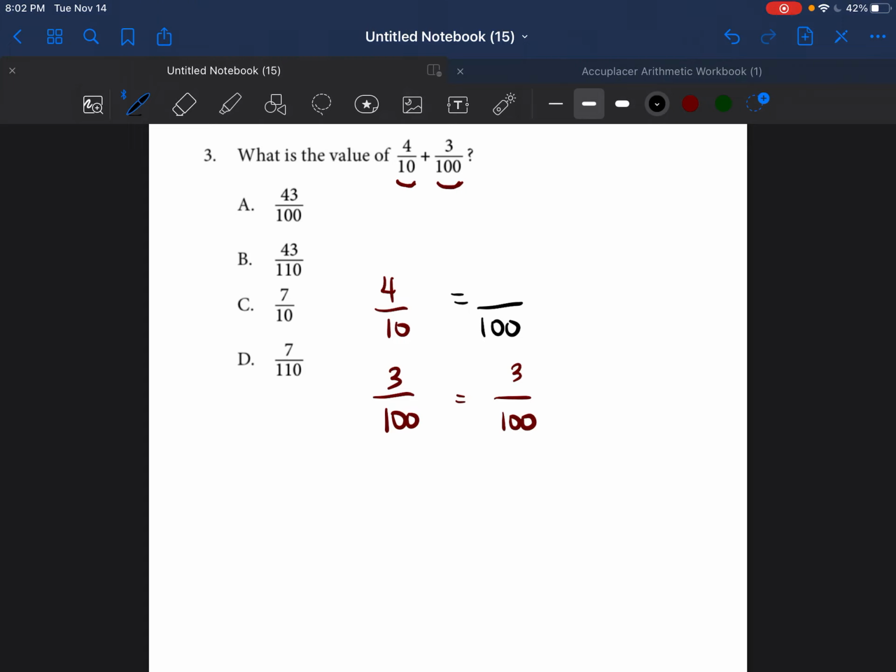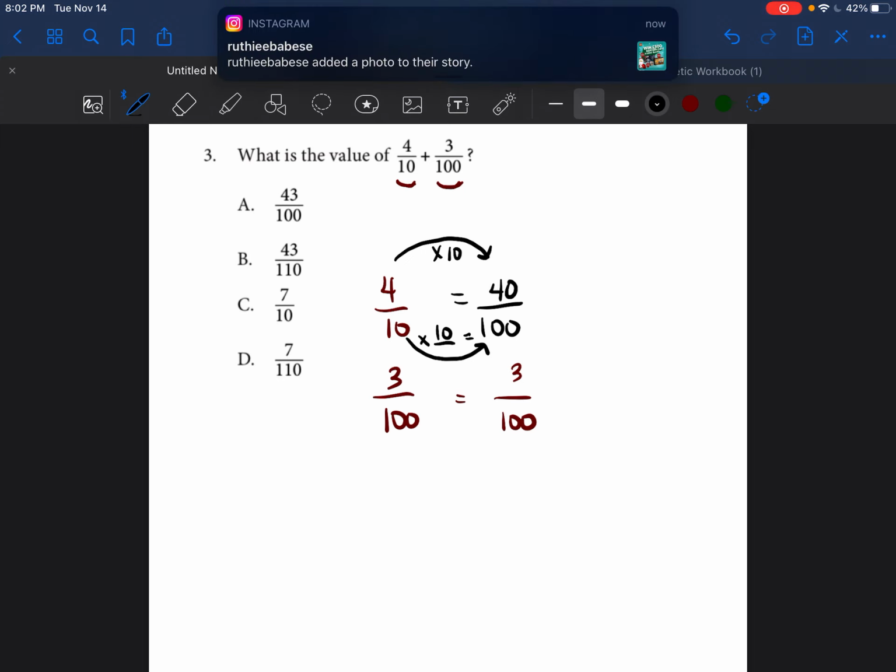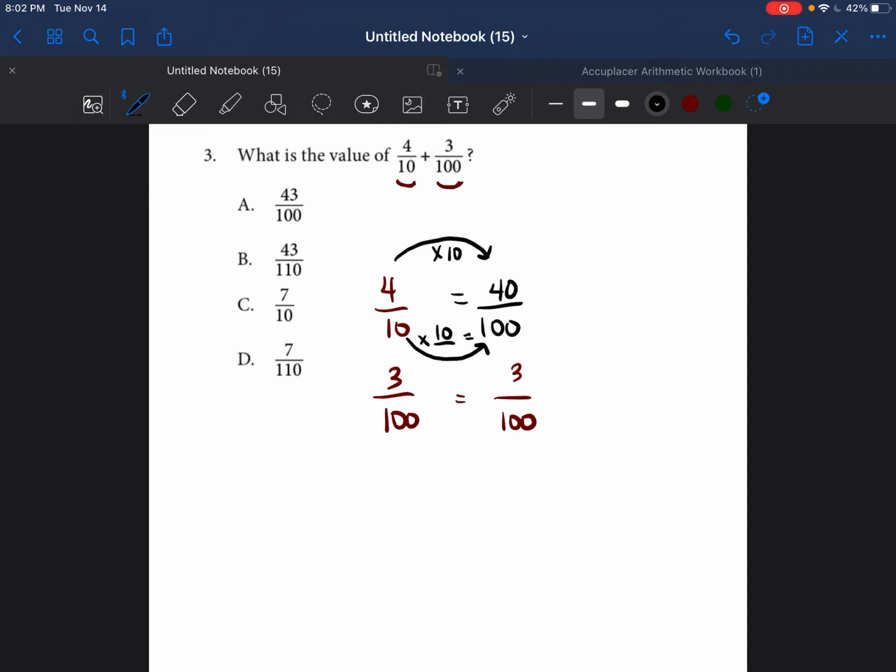Well, ask yourself, how did we go from 10 to 100? So 10 times what number equals 100? 10 times 10 equals 100. So if I multiply the bottom number by 10, I have to also multiply the top number by 10. So 4 times 10 would be 40. So 4 over 10 would now be equal to 40 over 100.